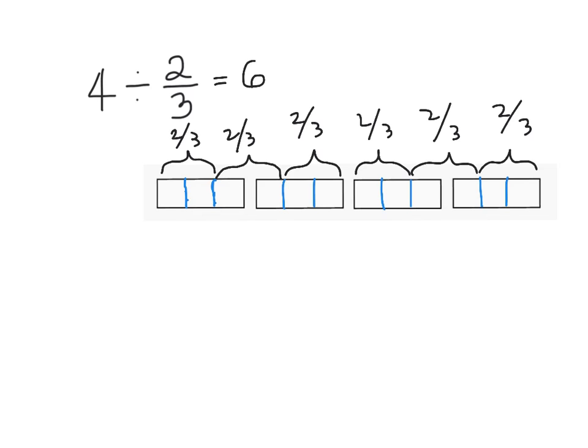Now let's check using what we learned about the reciprocal. We know from our previous video that we can get the reciprocal of the divisor, which is 2/3. What's the reciprocal of 2/3? Right, it's 3/2. And we can use multiplication. So it's 4 times 3/2. And what do you notice about this?